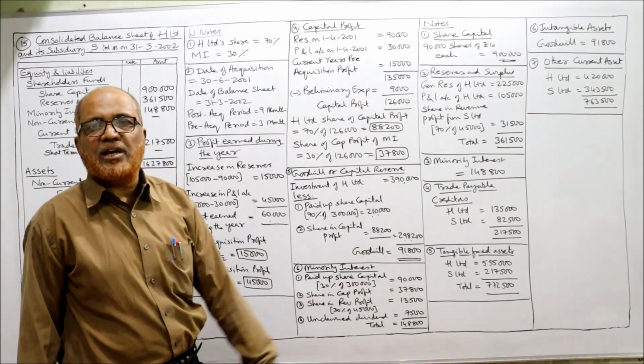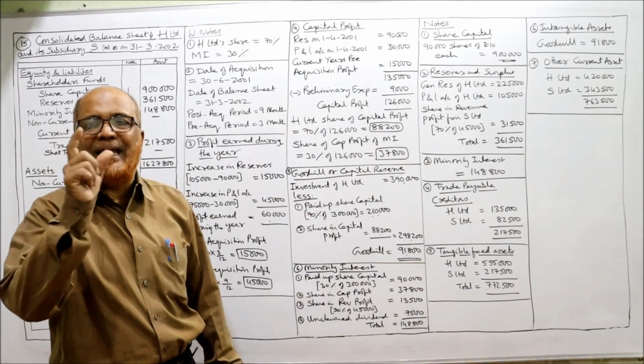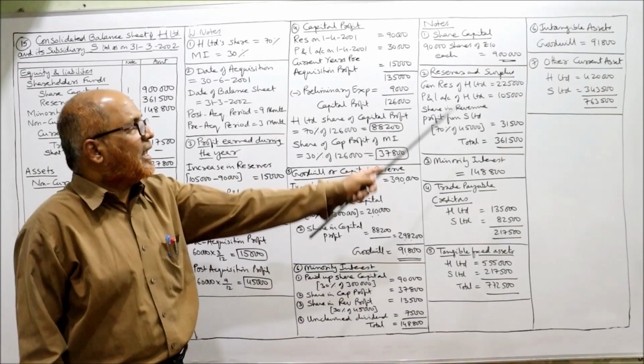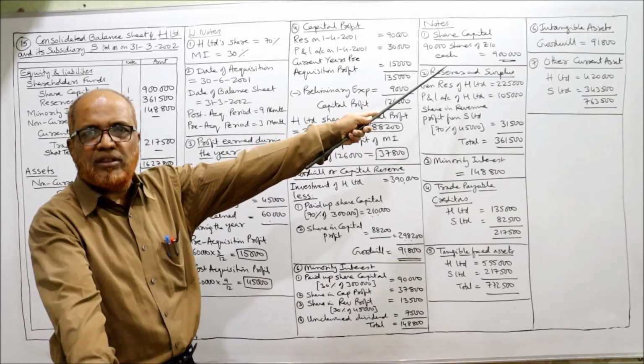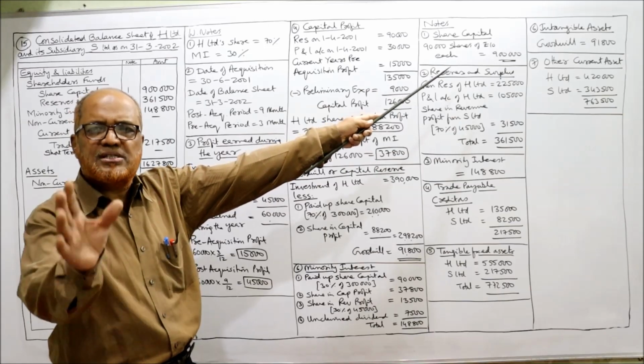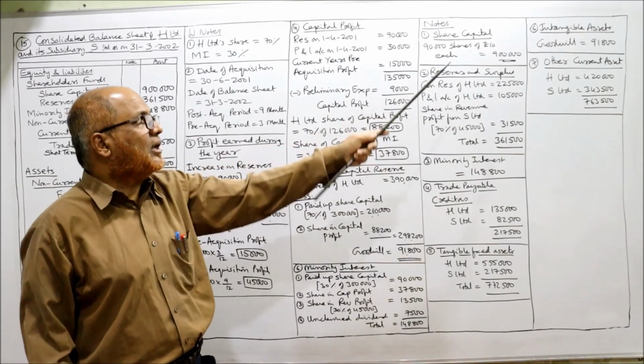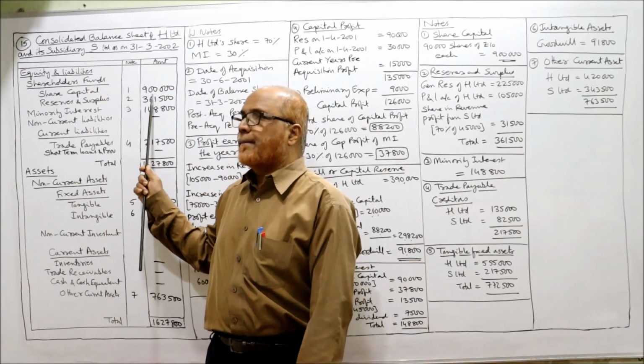First note, share capital. The share capital of holding company, only holding company. So 90,000 shares of rupees 10 each given in the problem. In the balance sheet, same share capital I am taking. So 9 lakh rupees is the share capital, number 1.